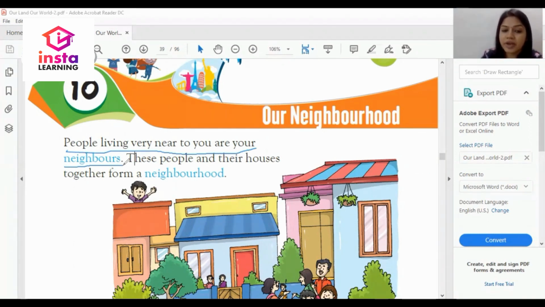These people and their houses together form a neighborhood. Now, the second important question is, what is a neighborhood? The answer is, the neighbors, people and their houses together form a neighborhood. This is very important that you should know in the beginning of the chapter. So, let's discuss.